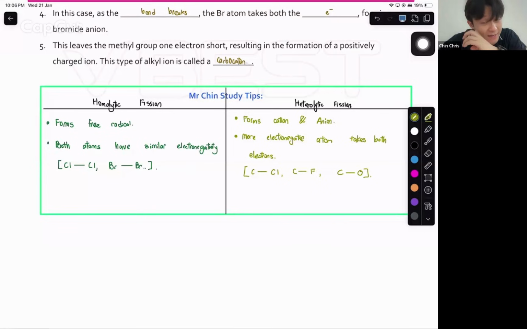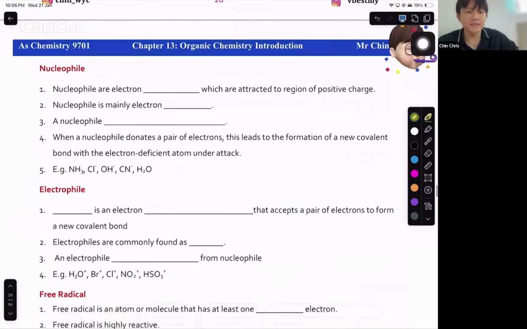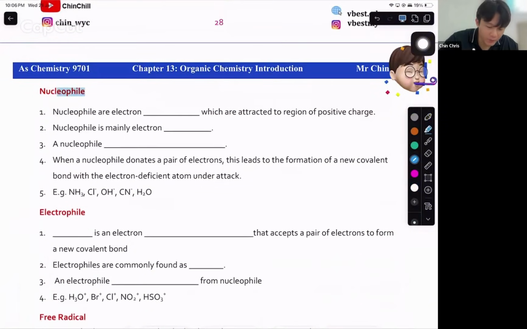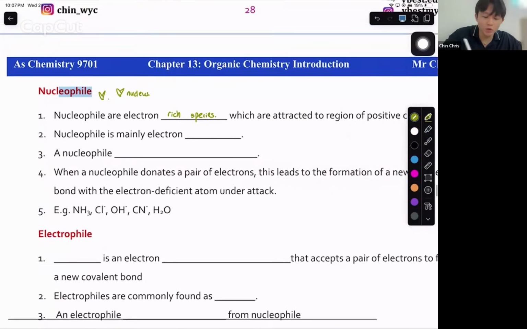All right, guys, next we have free radical, nucleophile, electrophile. Let's look at phile. What do you mean by phile? Phile means love. For example, pedophile: phile means love, so a pedophile loves kids. Nucleophile loves nucleus. So any nucleophile is an electron-rich species. They have a lot of electrons, so that's why they are attracted towards the nucleus, which is positively charged.